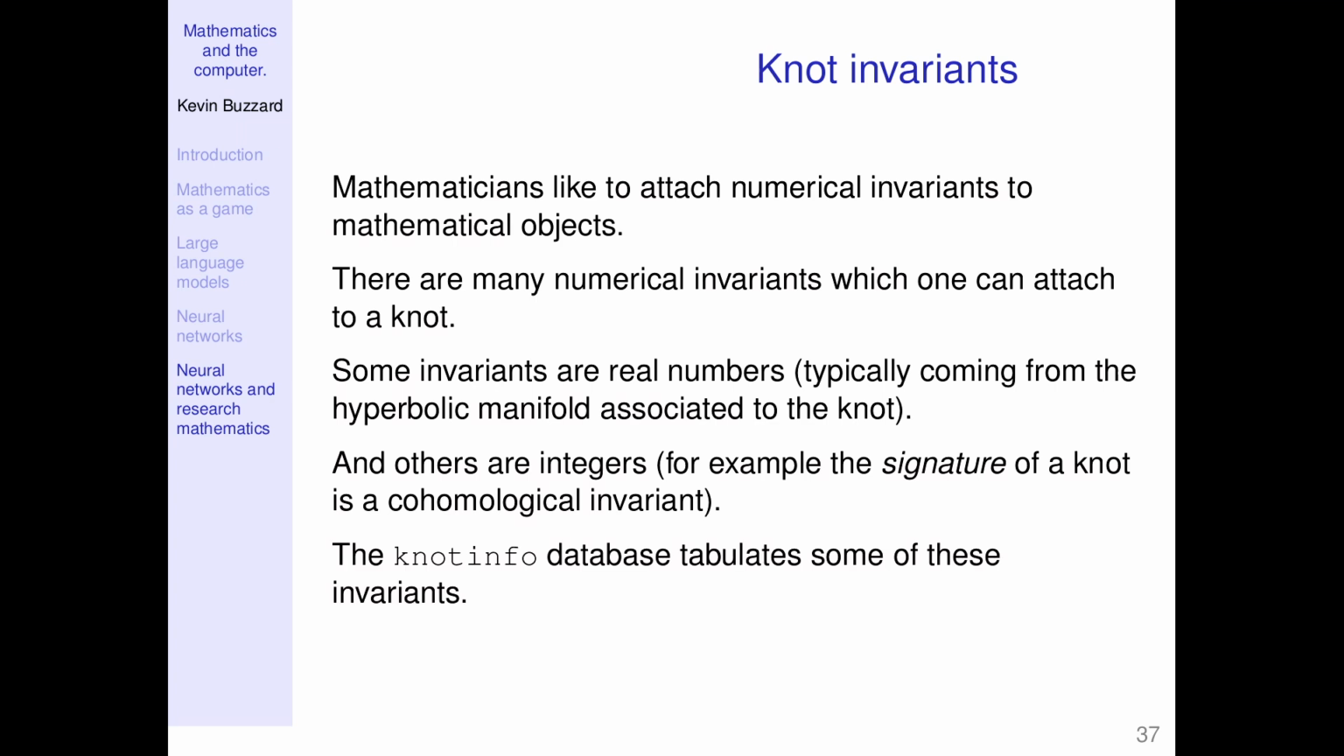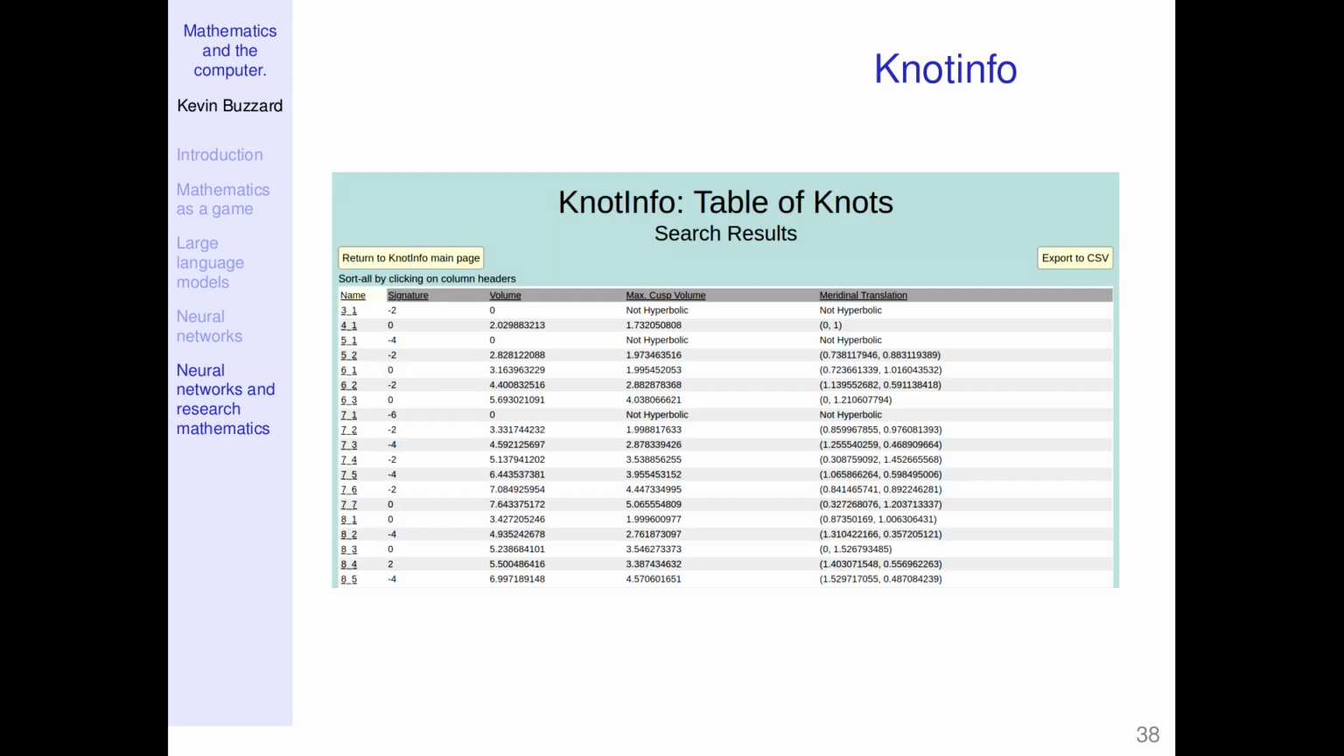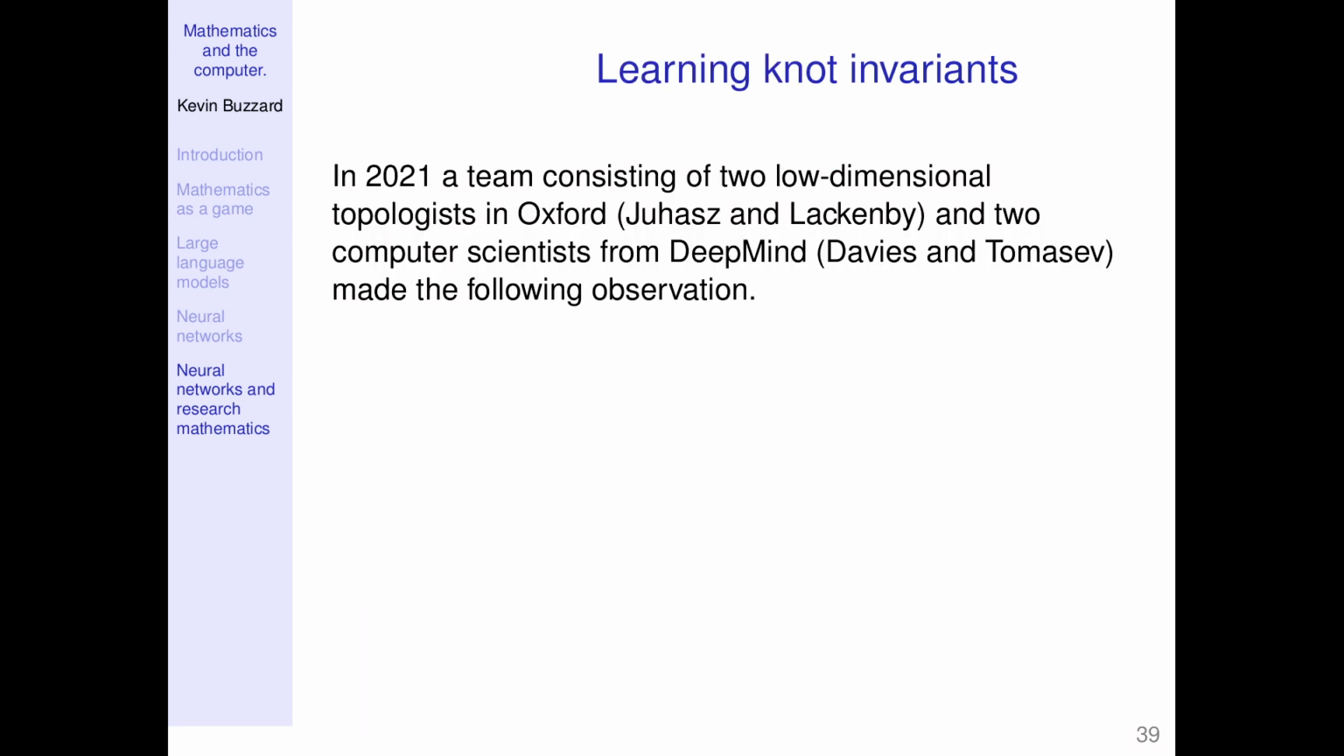And mathematicians have made gigantic tables of these invariants. Again, it's just another screenshot of a random website. There's our favorite knot, 7-2, somewhere. There it is. If you can read it, it's got signature -2 and volume 3.331744. So these are lots of invariants of knots that you can calculate on a computer.